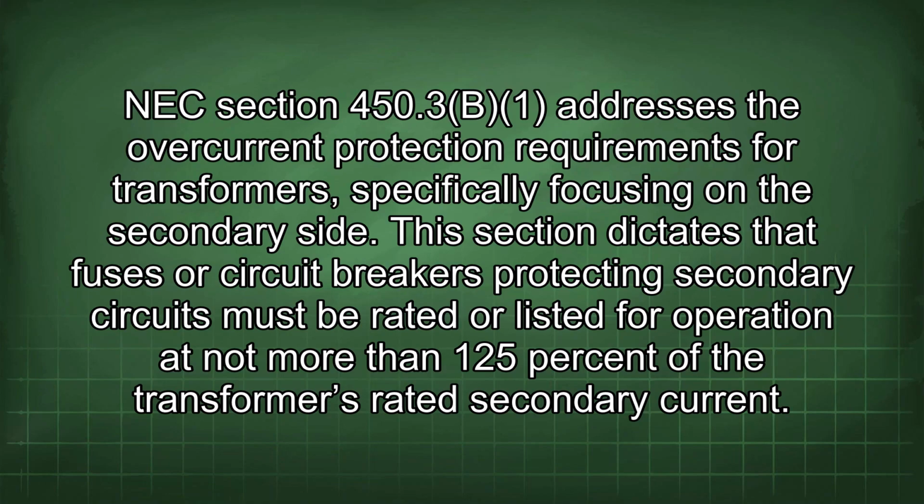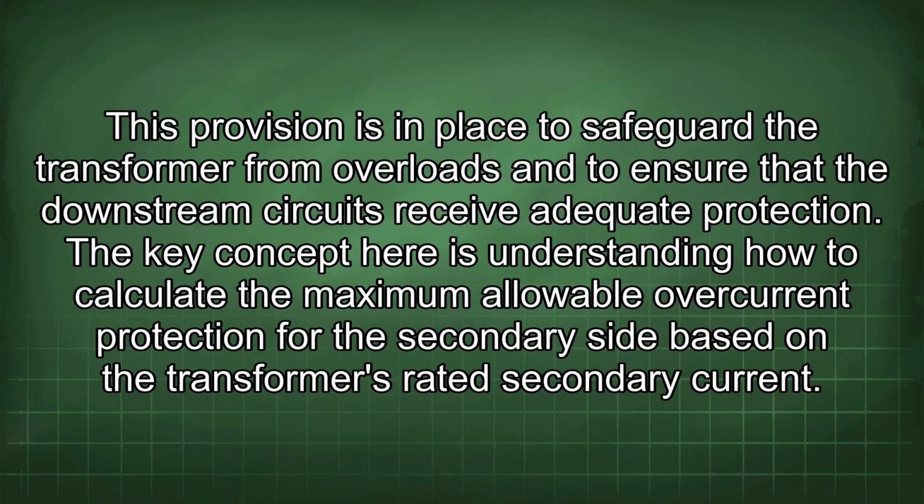NEC Section 450.3 addresses the overcurrent protection requirements for transformers, specifically focusing on the secondary side. This section dictates that fuses or circuit breakers protecting secondary circuits must be rated or listed for operation at not more than 125% of the transformer's rated secondary current. This provision is in place to safeguard the transformer from overload and to ensure that the downstream circuits receive adequate protection. The key concept here is understanding how to calculate the maximum allowable overcurrent protection for the secondary side based on the transformer's rated secondary current.